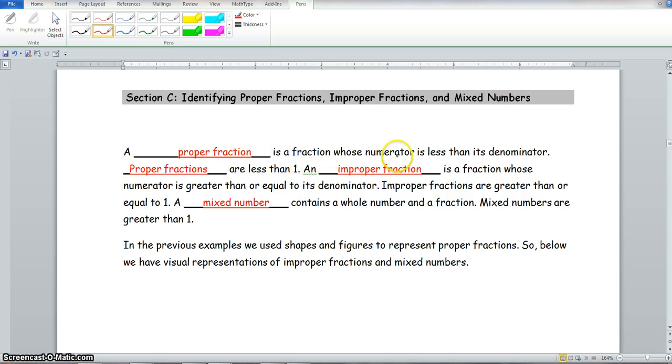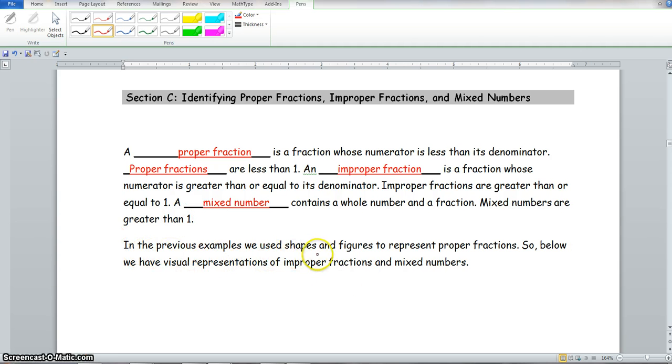A proper fraction is a fraction whose numerator is less than its denominator. Proper fractions are less than 1. An improper fraction is a fraction whose numerator is greater than or equal to its denominator. Improper fractions are greater than or equal to 1. A mixed number contains a whole number and a fraction. Mixed numbers are greater than 1.